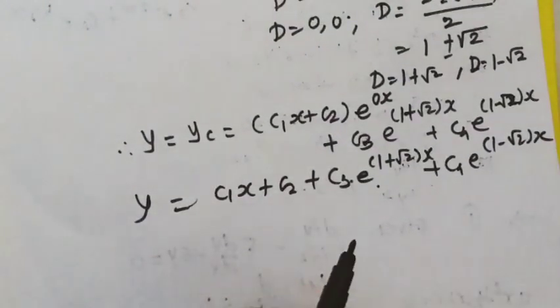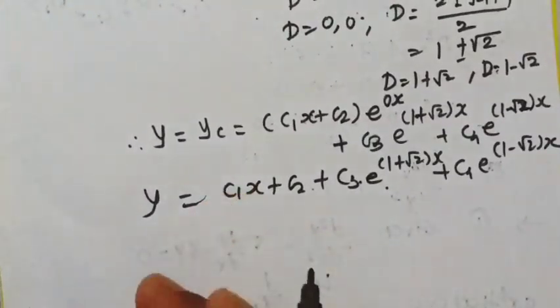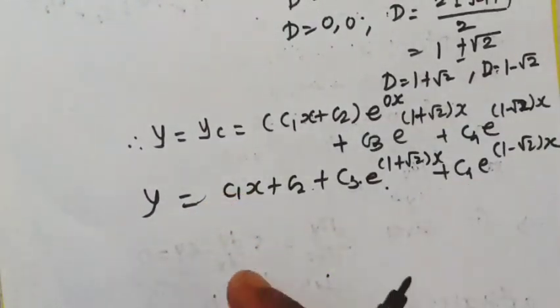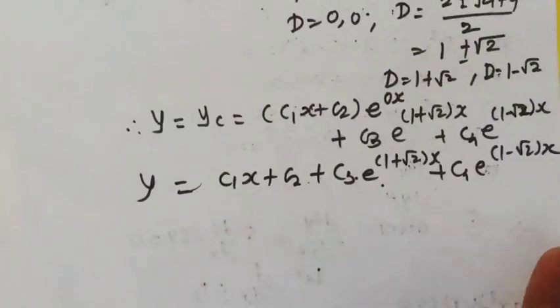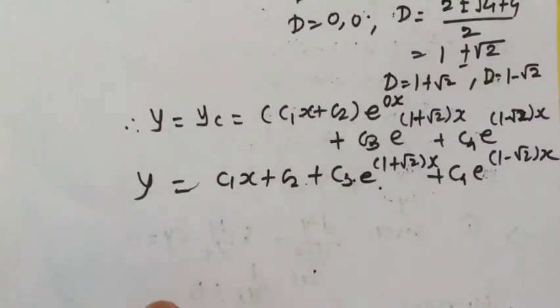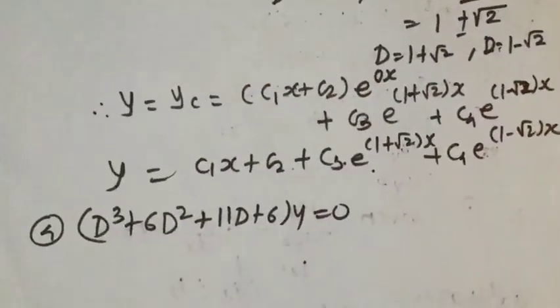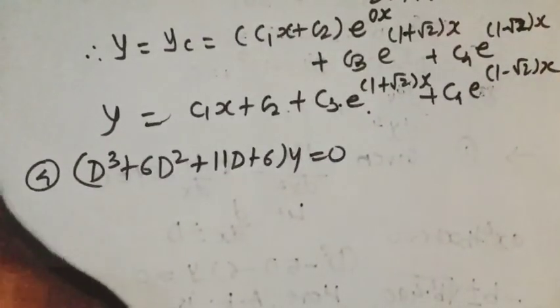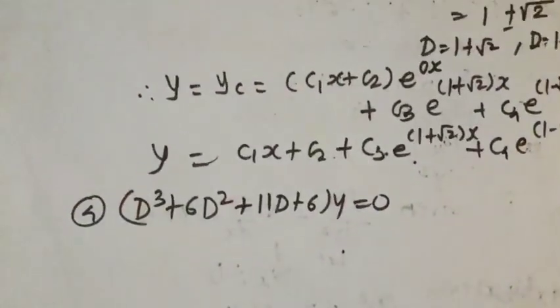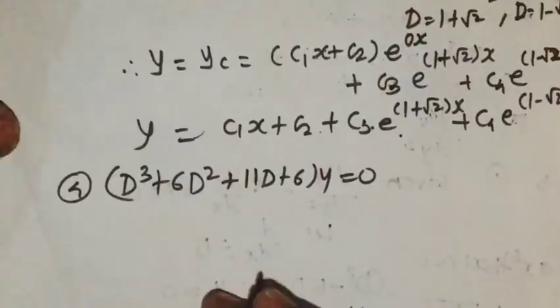So this is how we determine the solution. The calculation of roots becomes important here. Once you determine the roots correctly, after that you need to apply the 4 rules carefully. Then only you can get the solution. The next problem is (D cube plus 6D square plus 11D plus 6) y equal to 0.